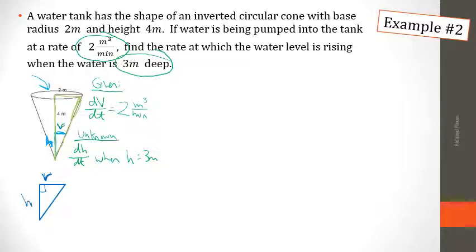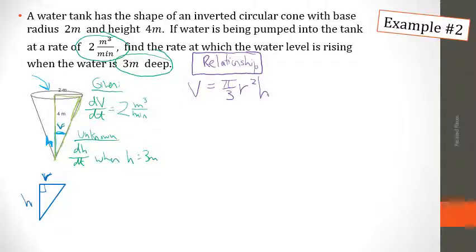Now we need to find the relationship. What is the relationship? Well, we're finding volume and height. So the volume of an inverted circular cone with a base radius, that formula is volume equals pi over 3 r squared h.